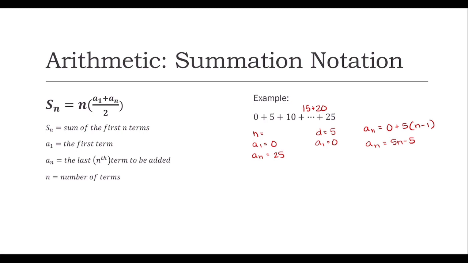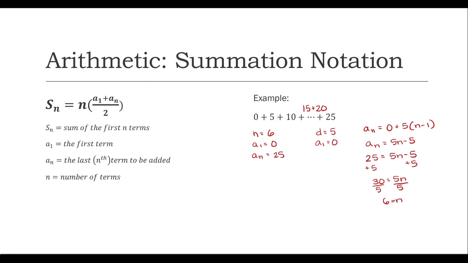If we want to know what number term 25 is, we can plug in 25 for a sub n and solve for n. So we'll add 5 to both sides and get 30 equals 5n. Then divide by 5 and get that n equals 6. So we have 6 terms.